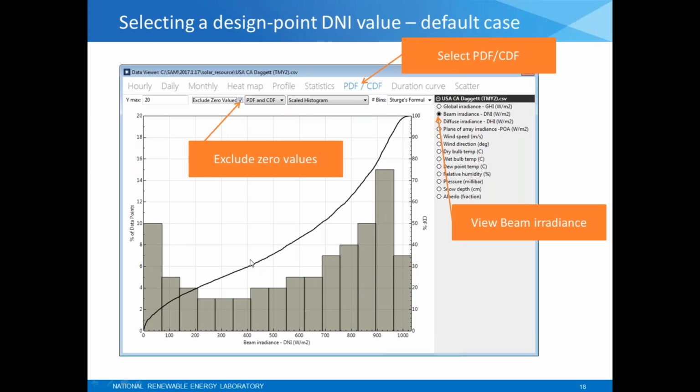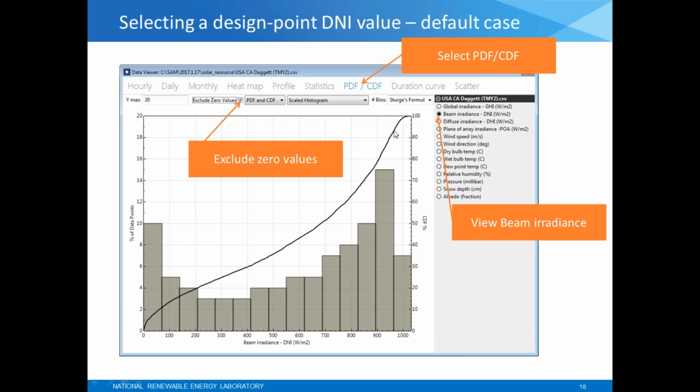So to say that another way, if you come in here and exclude your 0 values because you don't care about DNI at night, and plot PDF and CDF for beam irradiance or DNI, you can see that for the PDF, there are a substantial number of hours where the DNI is low, say between 0 and 200, but there's also a substantial number of hours where the DNI is high. So it's very likely that if you've got DNI, it's going to be in this range between, say, 800 and 1,000 watts per meter squared, and that shows up in this PDF.